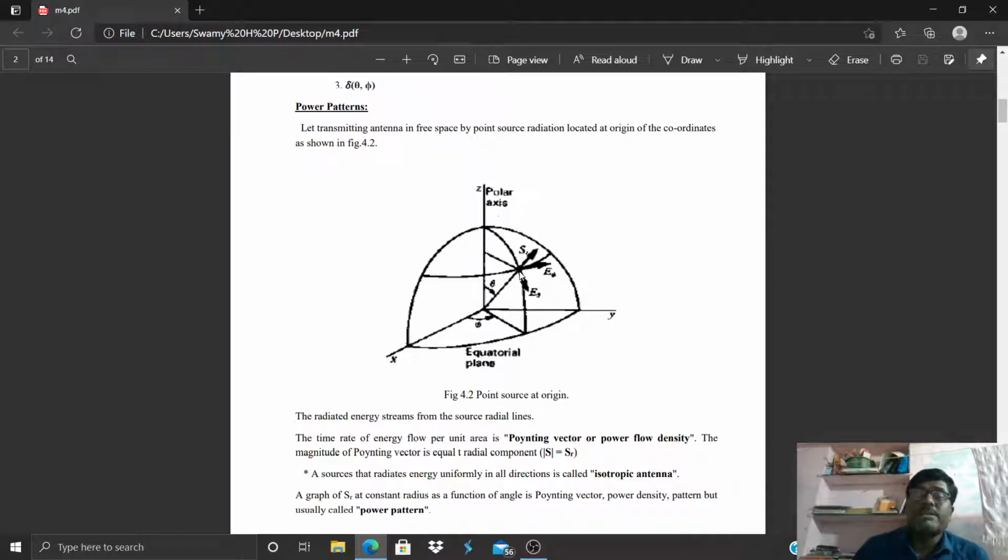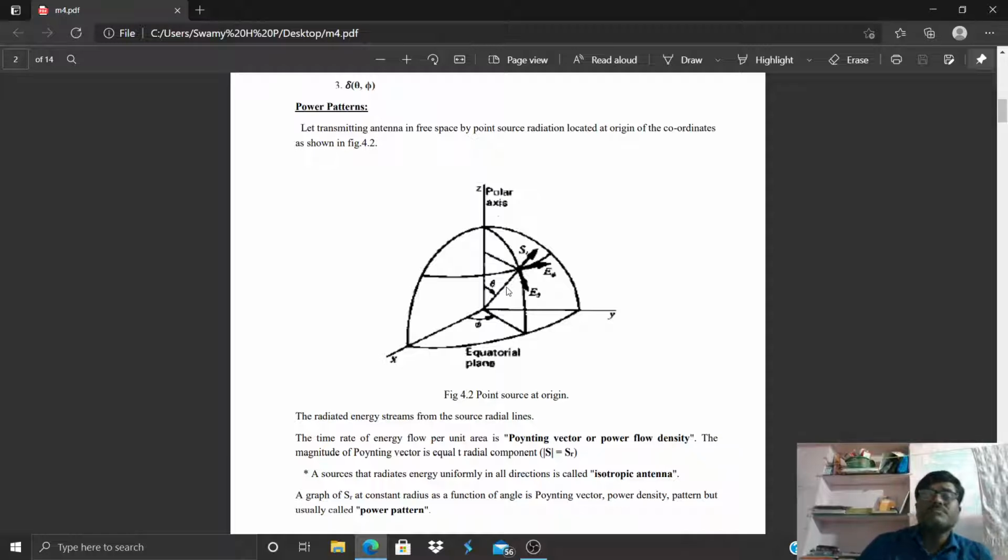At this point in space you are going to measure the field components E theta, E phi and the power density, or Poynting vector S_r, which is radially outward from this point. These three components make an angle theta from the point source center O, and the point where you measure the power and field is at a distance r from the antenna.